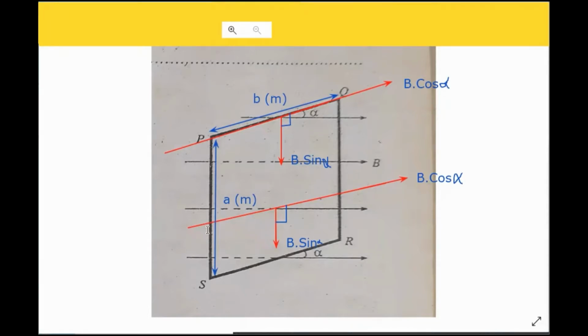So what is the force acting on PS and QR sides? That's what they have asked, right? The forces acting on PS and QR sides. Let's write them.